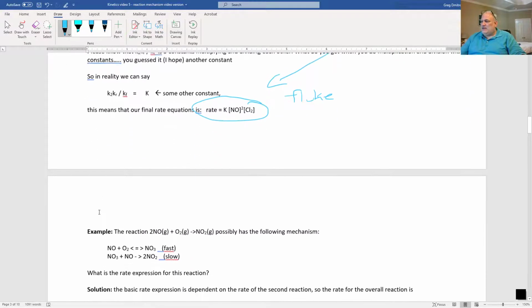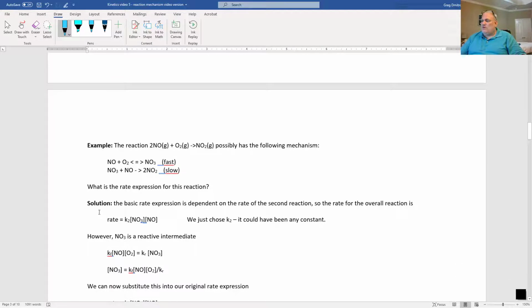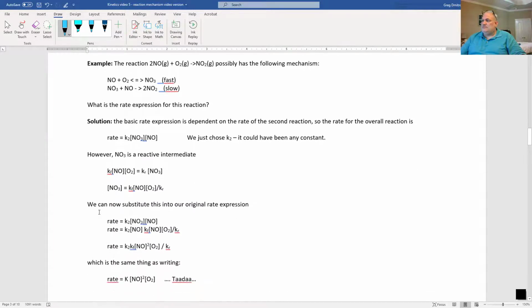Okay, now let's take a look at one more example here. Same sort of deal. We have the reaction 2NO plus O2 goes to 2NO2, and we've been given two possible steps in our reaction mechanism. And they've told us that this is the slow step.